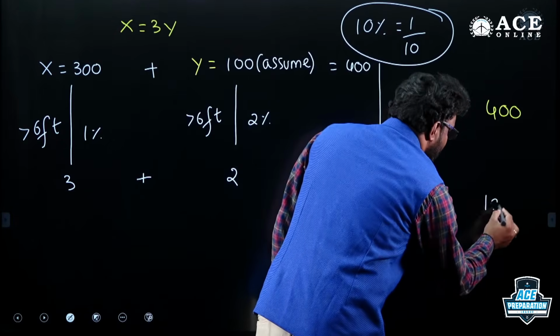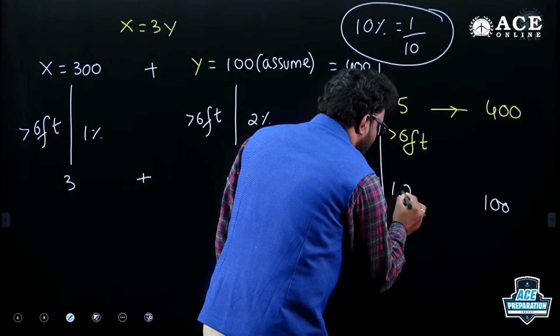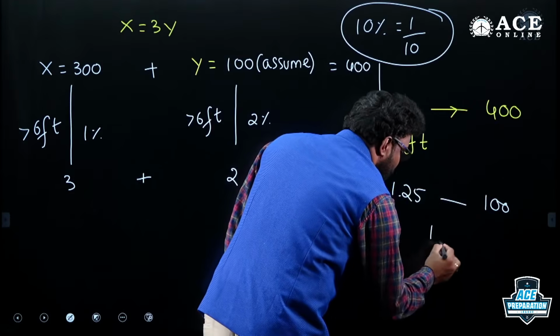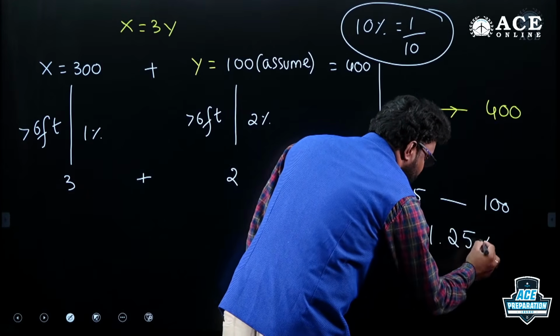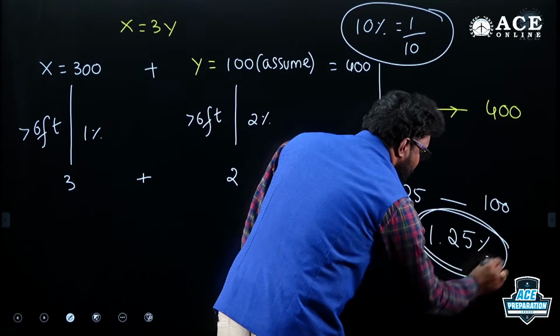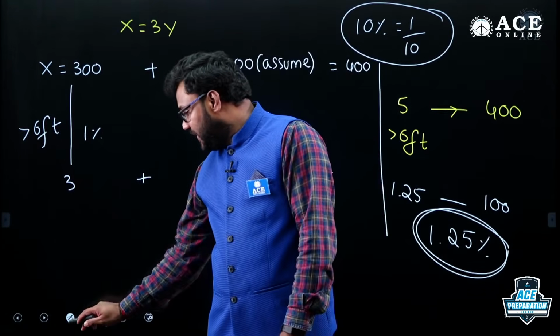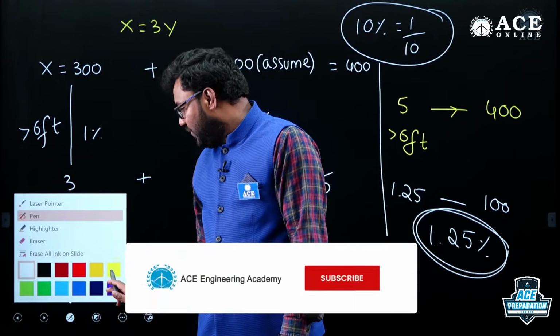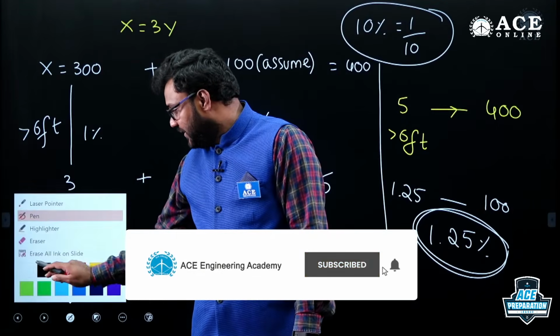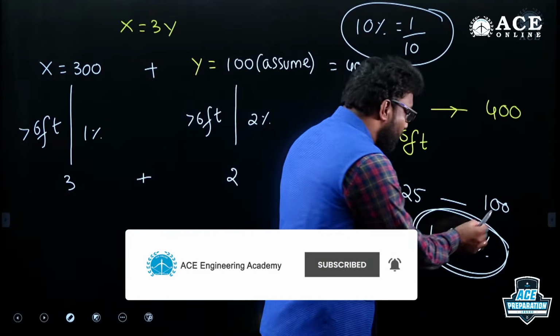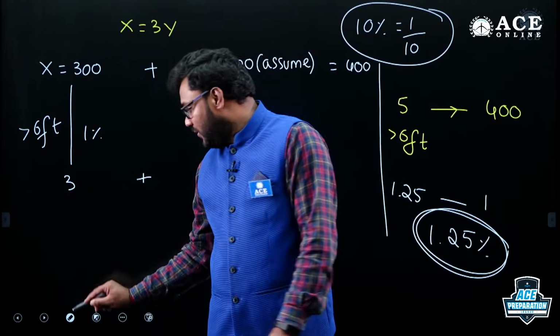Say out of 100, you got 1.25. So we can say it's 1.25 percentage. What is the percentage? It is 1.25. Both countries together, the percentage you have to get is nothing but 1.25 percentage, my dear friends. So this is also a 2 marks question. Hope you got the idea.